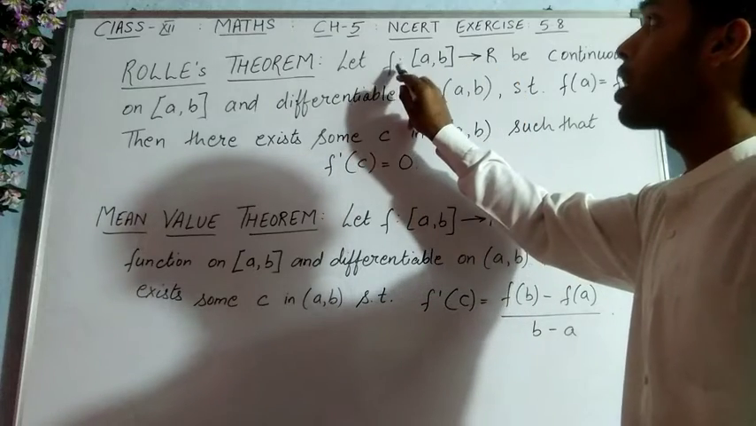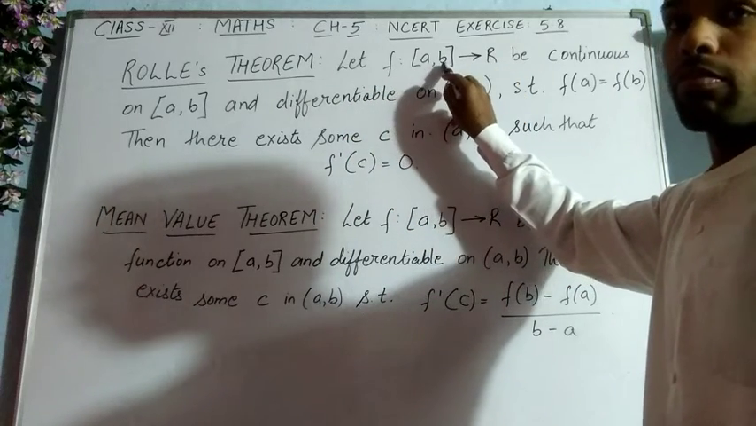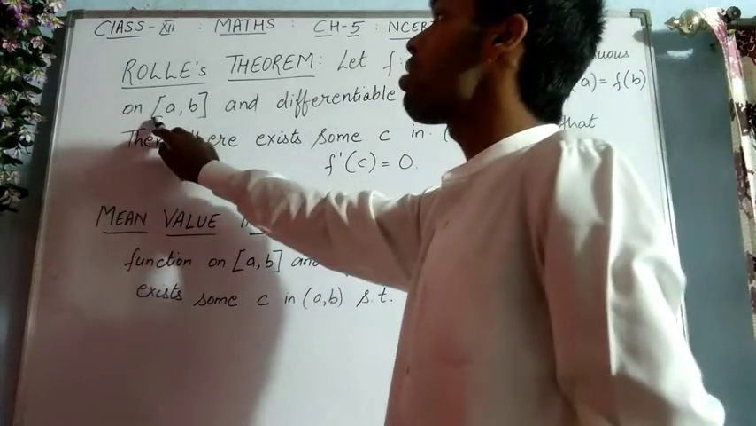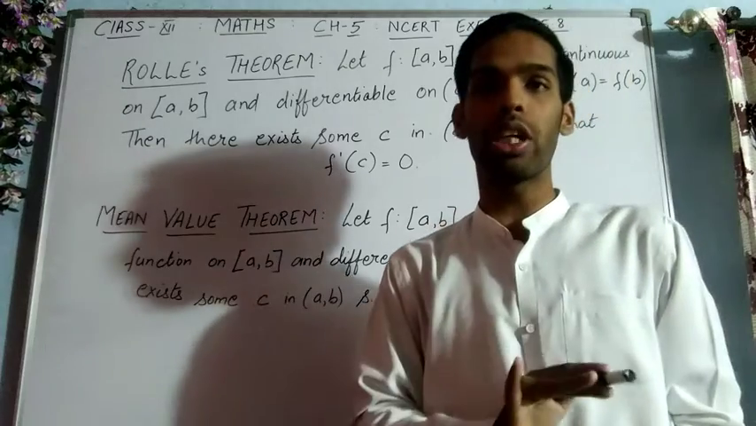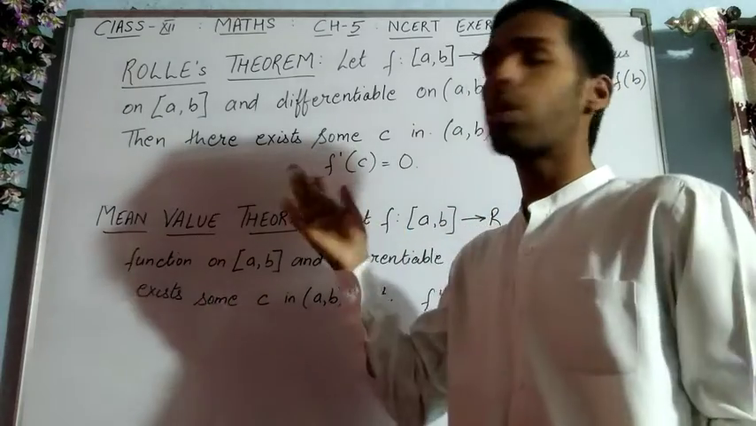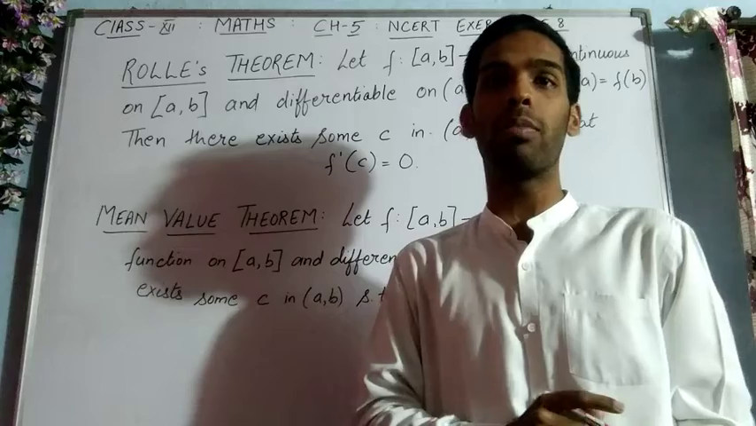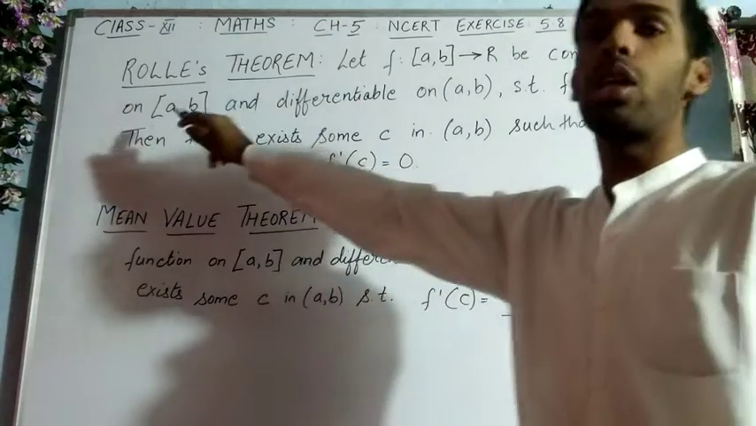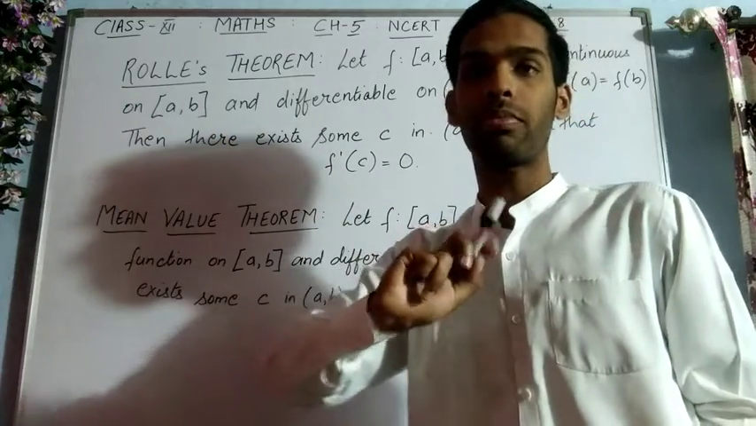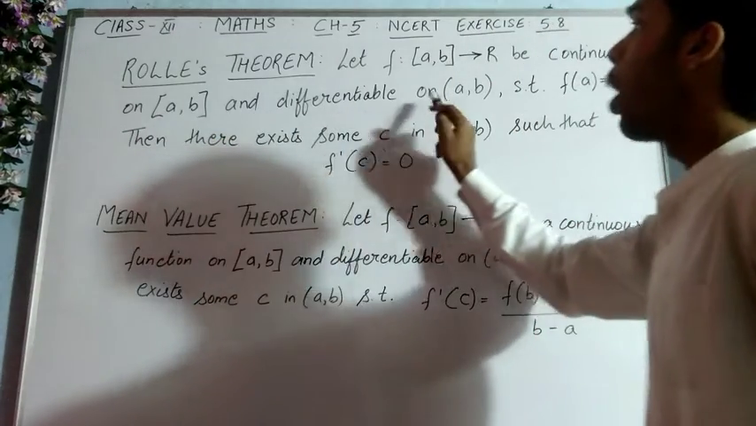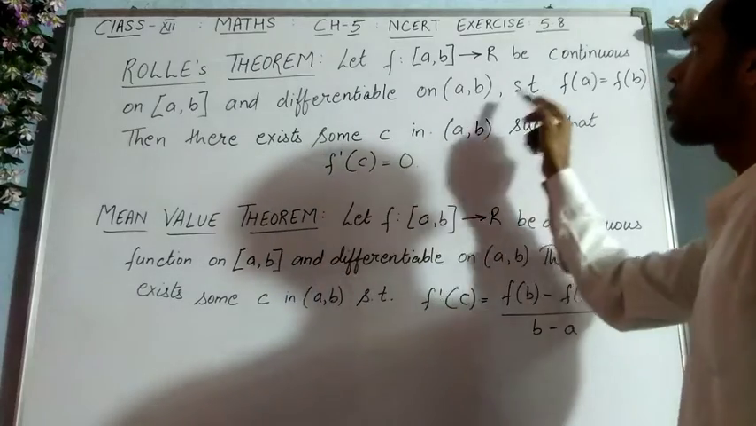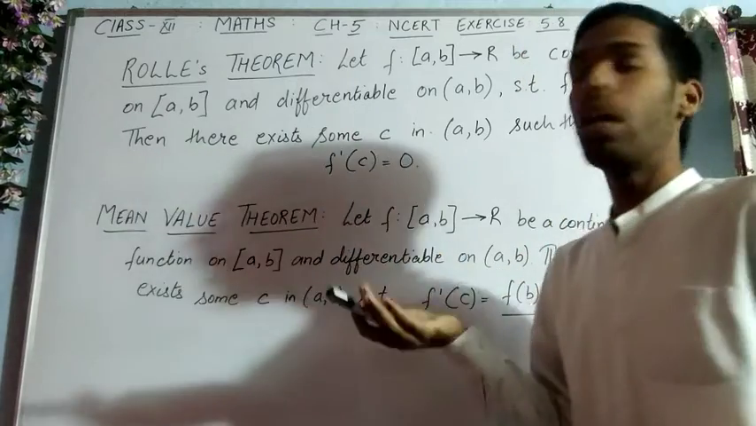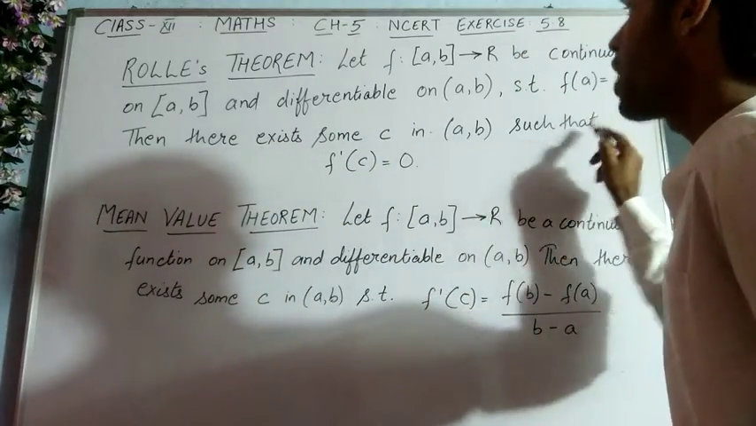That is, f from closed interval a to b to R, that is real numbers, be continuous on a closed interval a to b. You will have some function f given. To verify Rolle's theorem, what statements do you have to prove? The first condition is that the function should be continuous on closed interval a to b. Second, it should be differentiable on open interval a to b such that f of a is equal to f of b, then there exists some c value in open interval a to b such that f dash c is equal to 0.